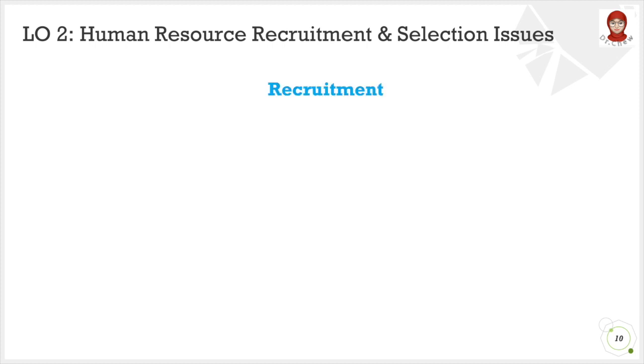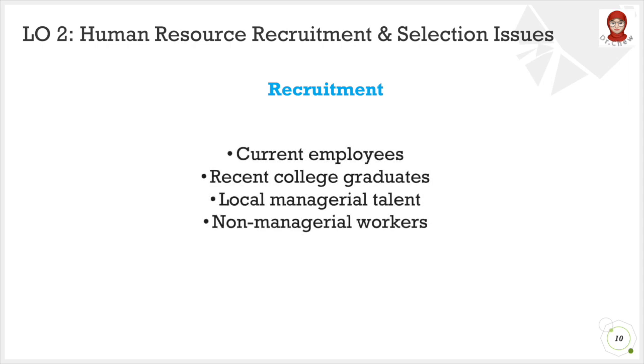The next process is recruitment. Companies can recruit internally from among their current employees or from external sources such as recent college graduates, local managerial talent, and non-managerial workers. Current employees can be good candidates for an international assignment, especially if they have contact and experience working in the host country. Recent college graduates who came from other countries to study in the firm's home country can be good recruits if they are given adequate training and exposure to the corporate culture.